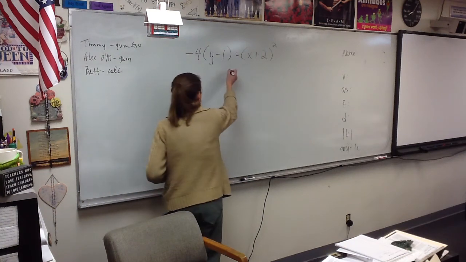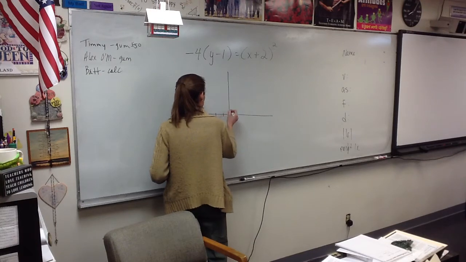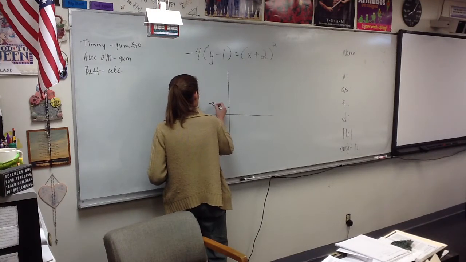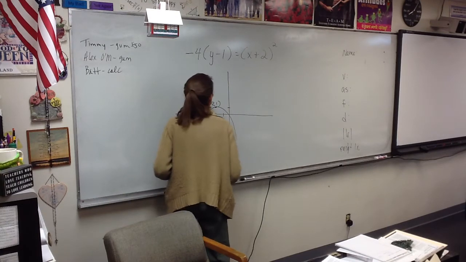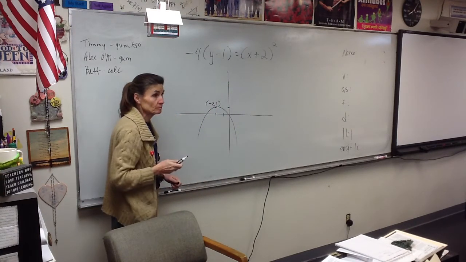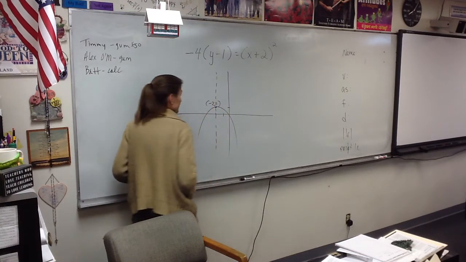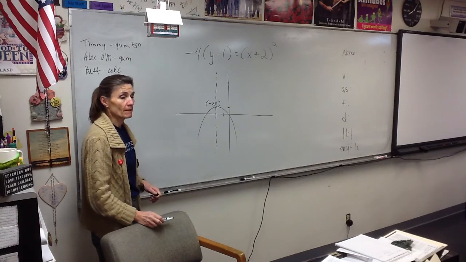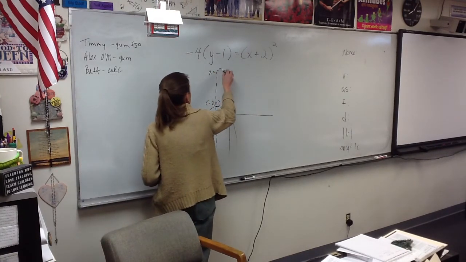Where's my vertex? (-2, -2, 1). Which way do I open? Down. Everybody get down. Okay, here's my axis of symmetry. What's its equation? X equals -2. X equals -2.